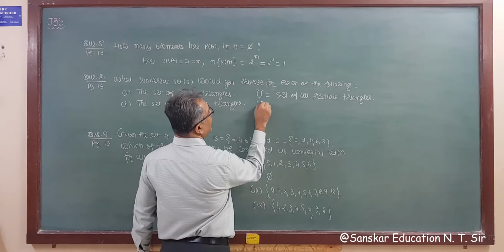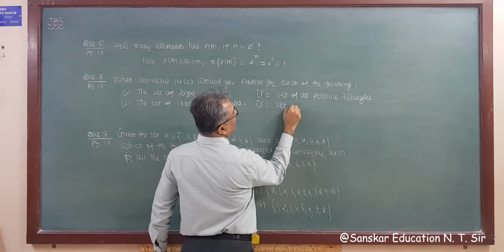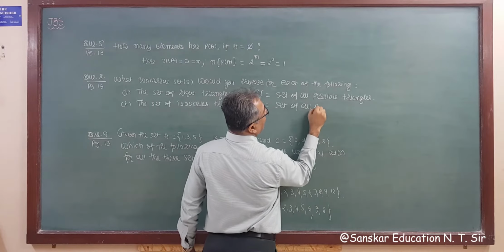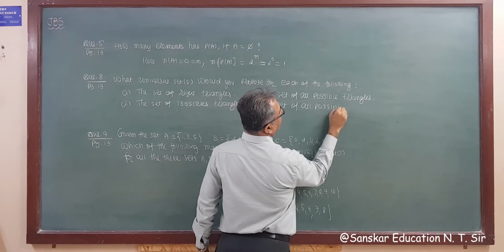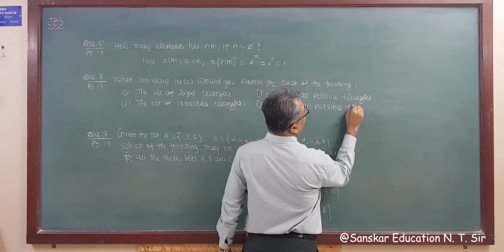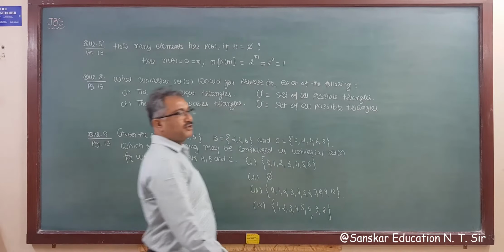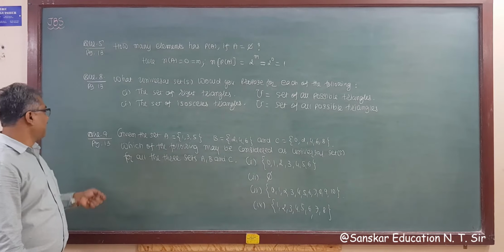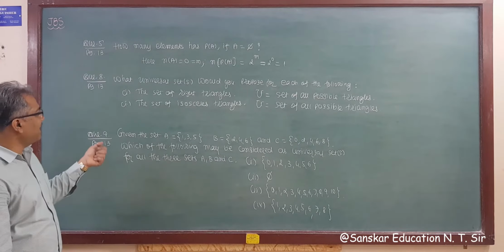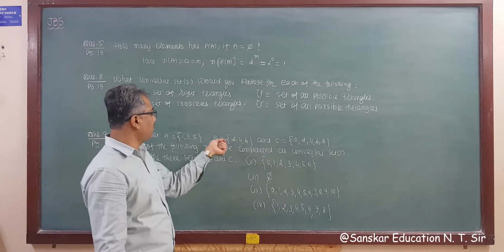So same answer, U is equal to the set of all possible triangles, right? So both have the same answer. Now question number 9. Given that set A is equal to {1, 3, 5}, B is equal to {2, 4, 6} and C is equal to {0, 2, 4, 6, 8}, which of the following may be considered as a universal set?